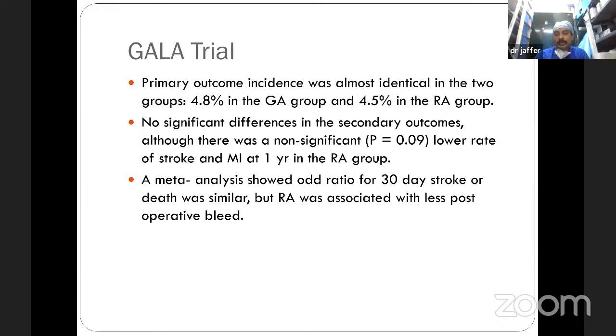So with this study, it was determined that this is a matter of preference. We can give the choice to the patient, or it depends on the surgeon's preference, or we can decide whether the patient can go for GA or regional depending upon the condition of the patient.